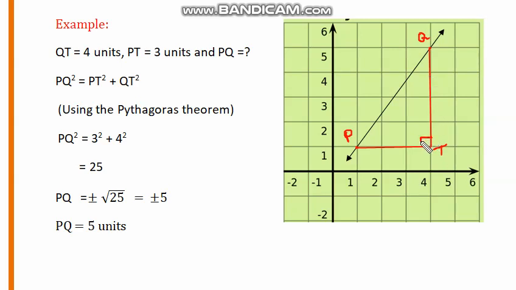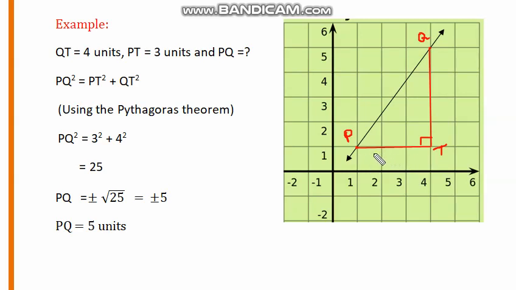So this is the right angle. Which side is opposite to the right angle? That is the hypotenuse. Already we know that. Actually here we need to find out the length of the hypotenuse side. So before that, we must know the lengths of QT and PT. From the graph easily we can find out the lengths of PT and QT.